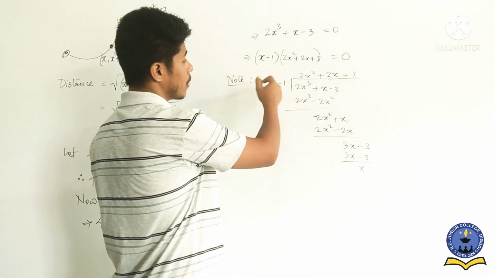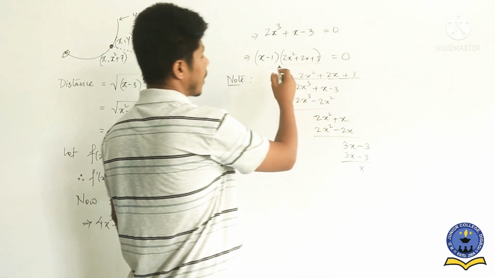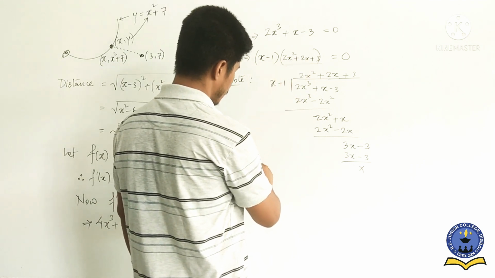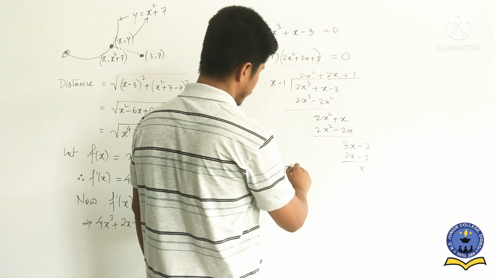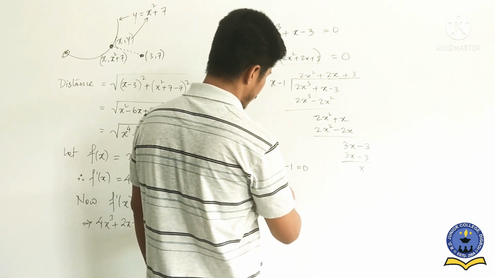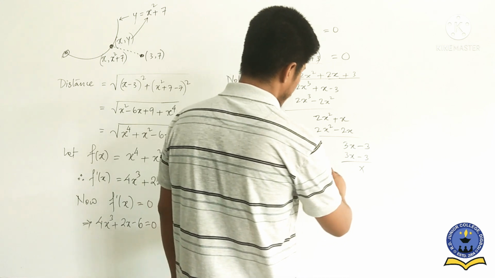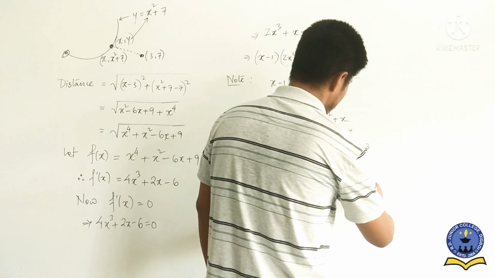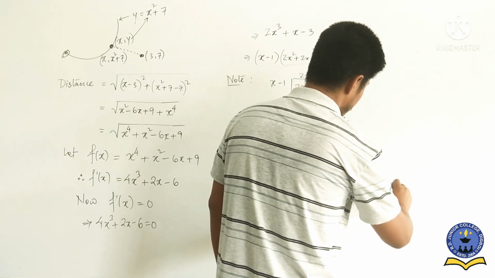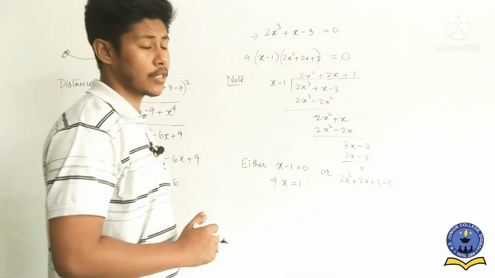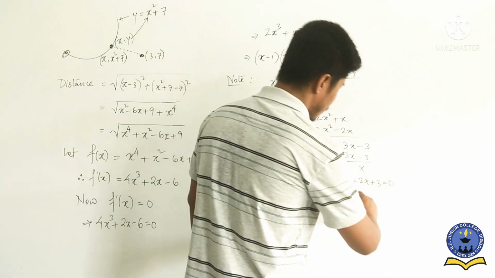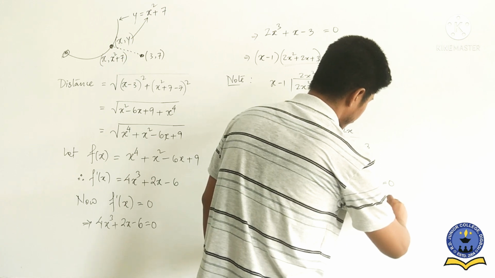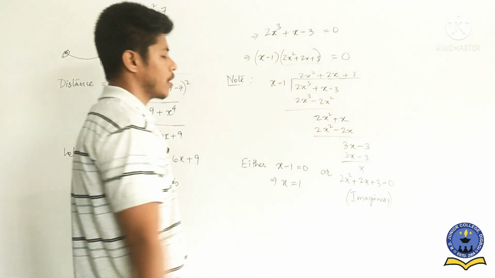And in this case, if you write this one, x minus n equal to 0, here either we have to write x minus 1 equal to 0, and from here we get x equal to 1, or the second part is 2x squared plus twice x plus 3 equals 0. So in this case, if you evaluate this one, then here we get imaginary roots.